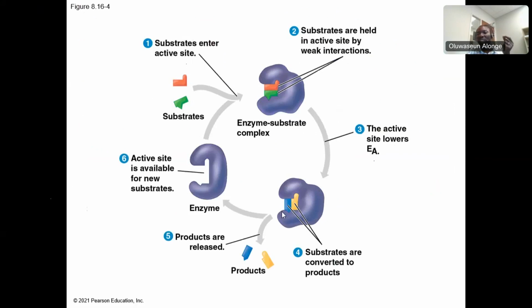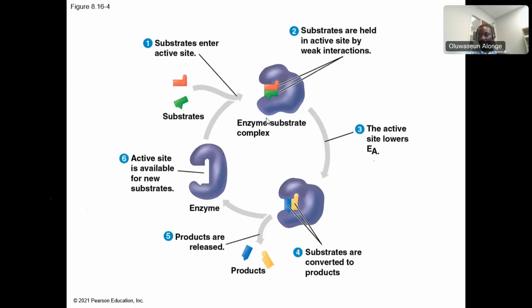Bringing them together is a key factor in lowering the activation energy. All right. Then the substrate are now converted into product, and these are the product. Then the product are released. Then the active site is again available for another substrate to bind.